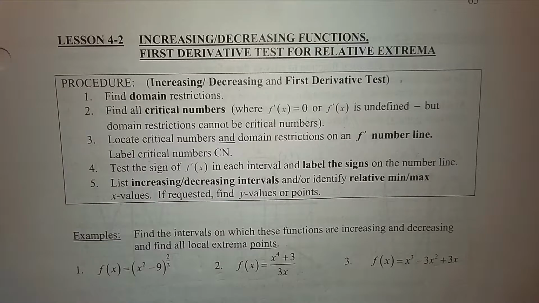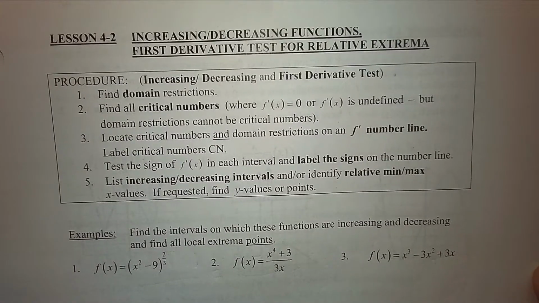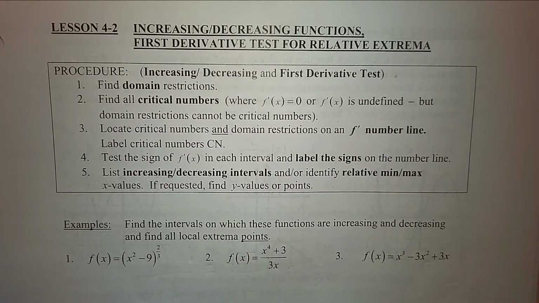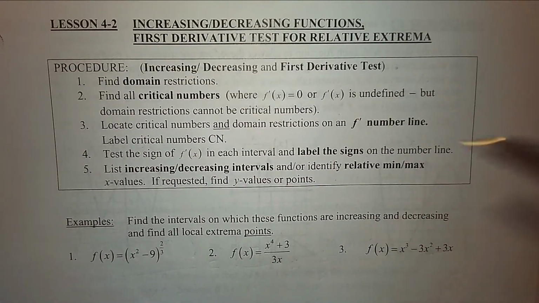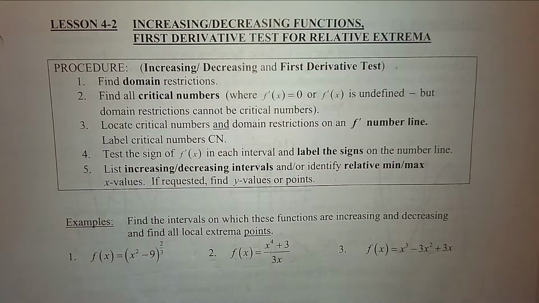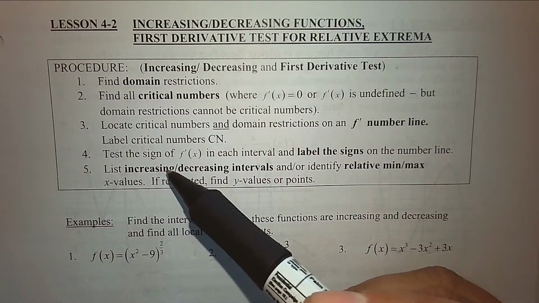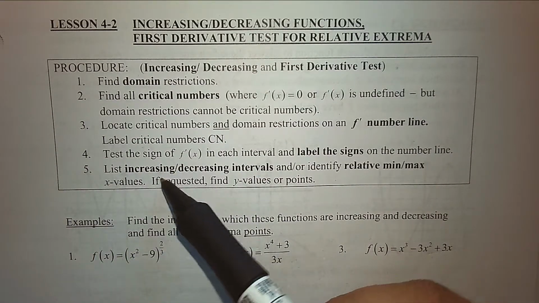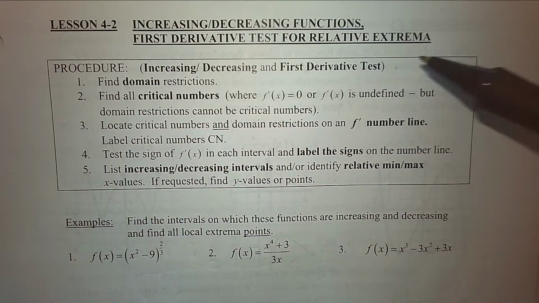This lesson is understanding where a function is increasing and decreasing and understanding what we use the first derivative test for. So let's make sure that we understand the procedure we're doing. We're going to practice. It isn't a very long lesson. It connects to what we just did in 4.1. To see where a function is increasing or decreasing, and that's also going to be the first derivative test.